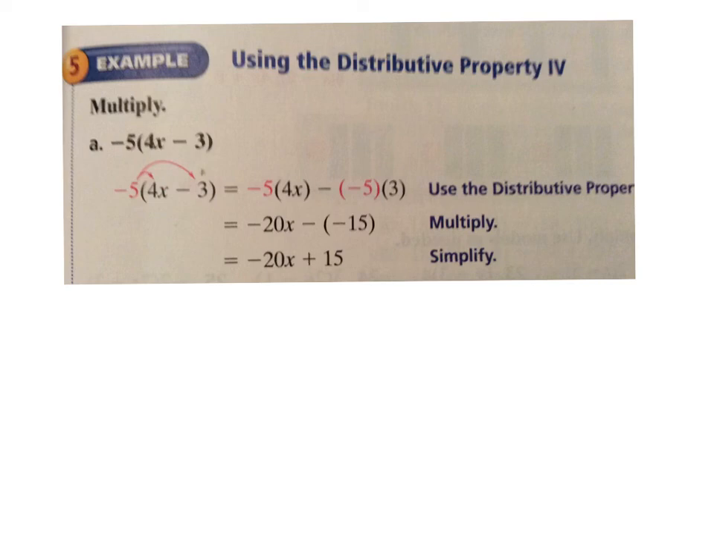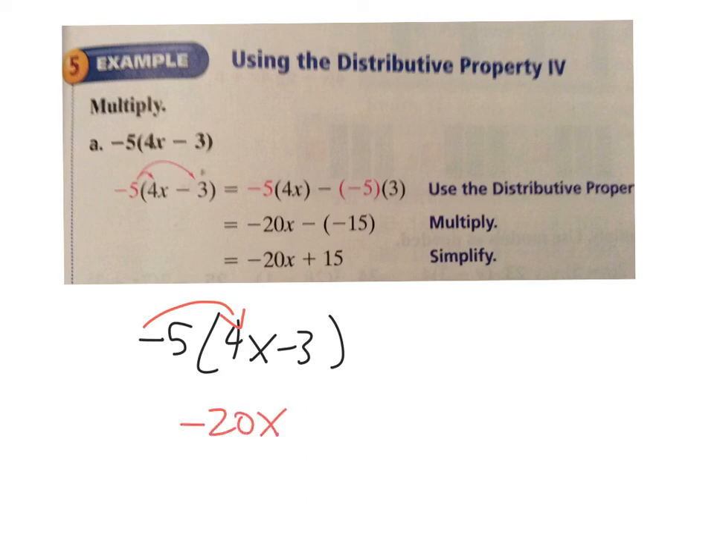So again, I have negative 5 times the quantity 4x minus 3. And we distribute negative 5 times 4x. Negative 5 times 4 is negative 20. Bring along the x. And negative 5 times negative 3 is a positive 15. And that's it. You can't say, oh, this is 35x or something like that, or negative 5x. You can't do that. There's no x over here, so you can't combine those terms.